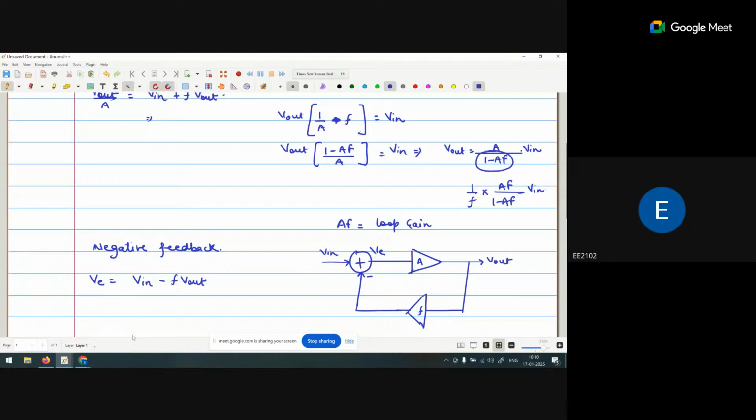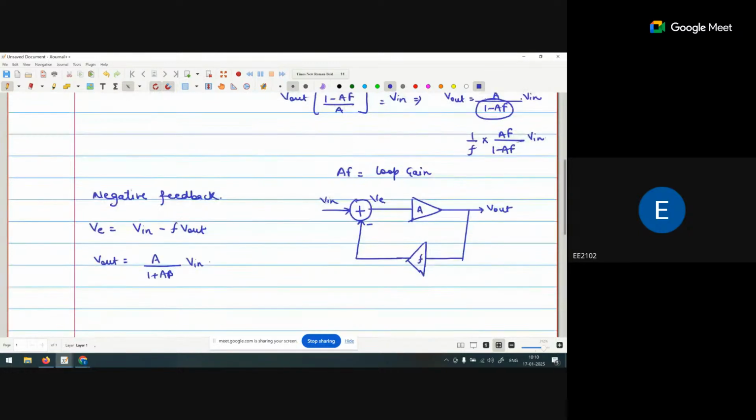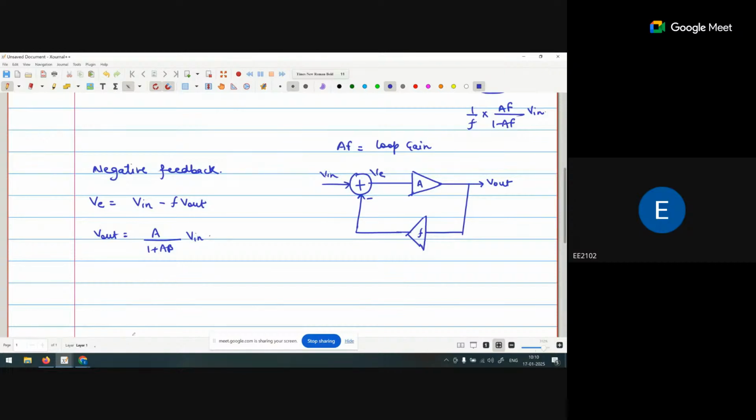So what changes will be here? This particular symbol will be plus. In place of minus, it becomes plus. If this one is a plus, a 1 plus AF term will be there. So I just directly write V out is equal to A times 1 upon A upon 1 plus A beta times B. Multiply with F, so F and F. Okay, so this is my positive and negative feedback.